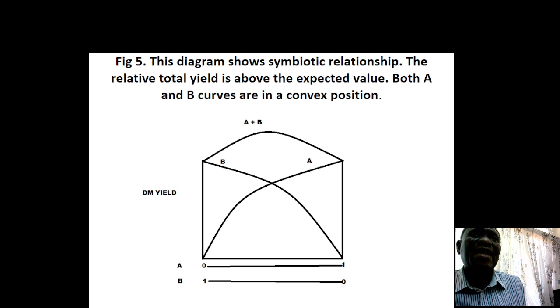And in the one where everything is convex, it means the weed species are benefiting from that relationship. This is a typical example of symbiosis. And of course, with weeds, we rarely get this kind of relationship.